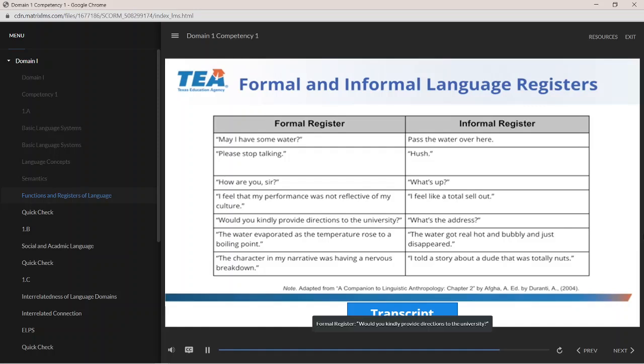Formal. Would you kindly provide directions to the university? Informal. What's the address? Formal. The water evaporated as the temperature rose to a boiling point. Informal. The water got real hot and bubbly and just disappeared. Formal. The character in my narrative was having a nervous breakdown. Informal. I told a story about a dude that was totally nuts.